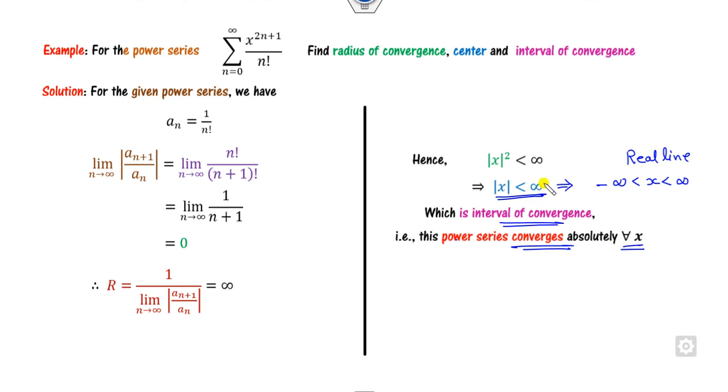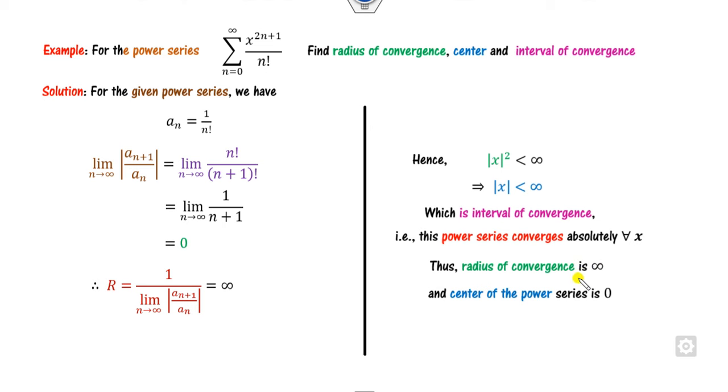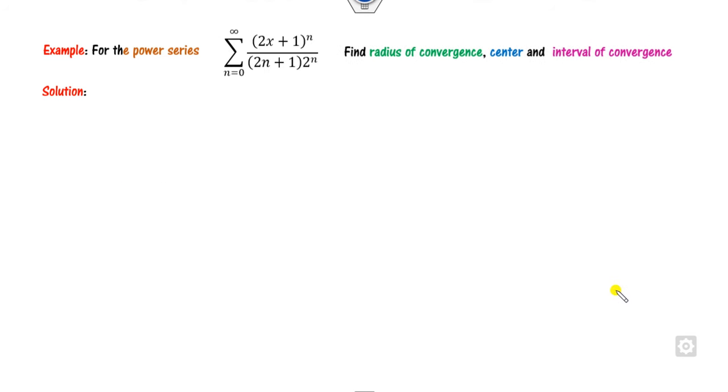What is the radius of convergence? So whatever it is here, this is my radius of convergence. Center is, you can write this number as x minus 0 is here. So this is my center of the series.